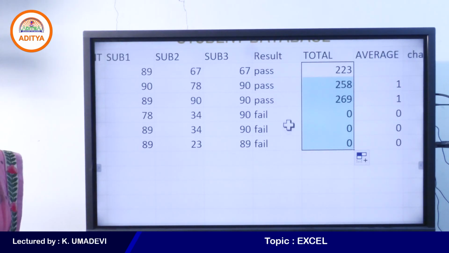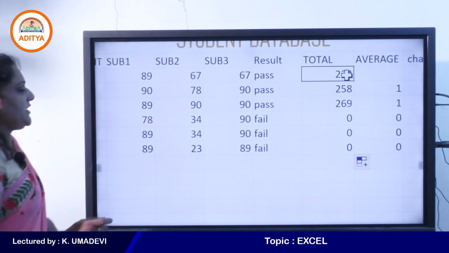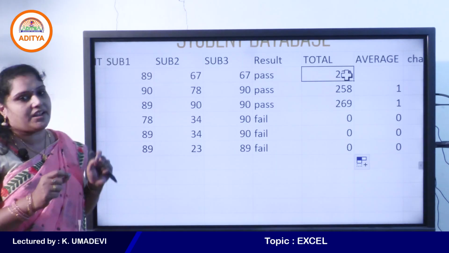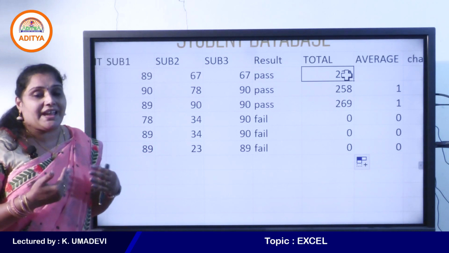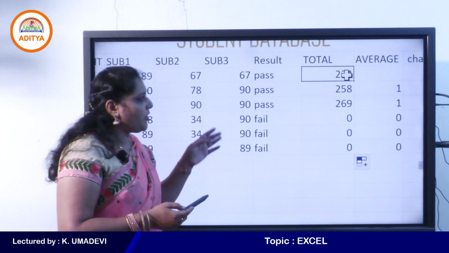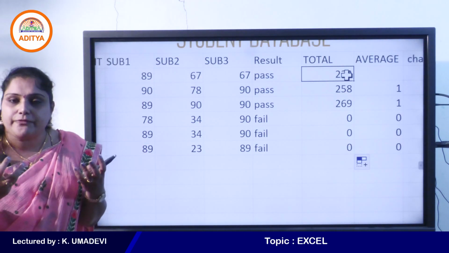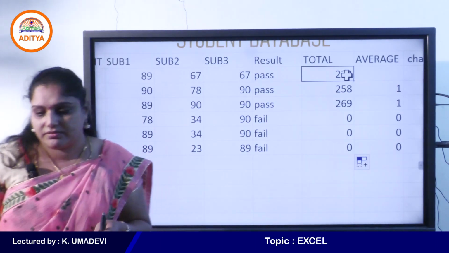See students, so this is the advantage of using formulas. Why? Because if the student secured pass marks, then the total should be displayed. Otherwise the total should be 0. So like this we can control the operations by using functions, and we can perform specific calculations by using functions. Clear students?